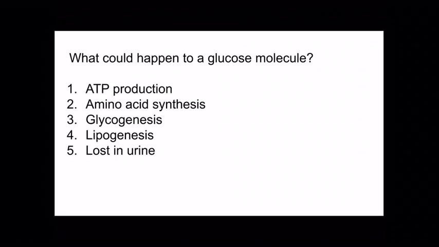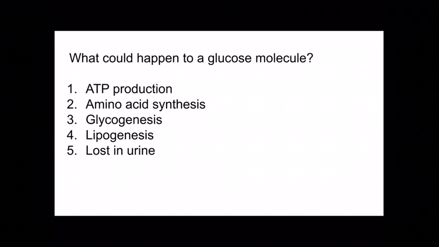Other things that happen with glucose that we take in are amino acid synthesis. Interestingly enough, if we're short on certain amino acids, we can make those amino acids out of glucose. Not every cell can do that. Liver cells are especially good at doing things like that. We can't make all of our amino acids, but we can make some, and glucose is a good starting point to make some of our amino acids. So that's something that could happen to a glucose molecule.